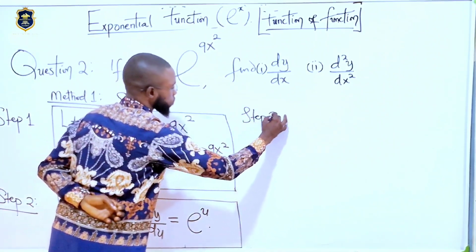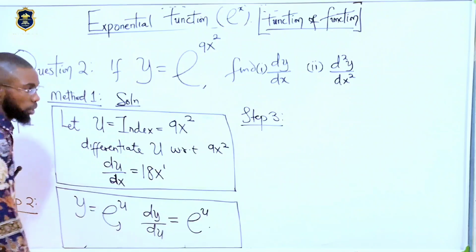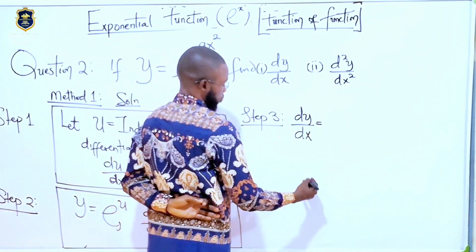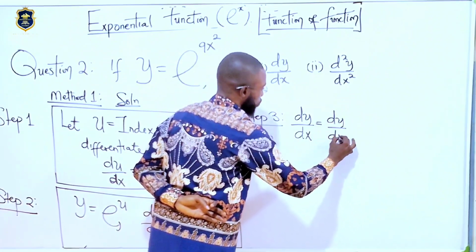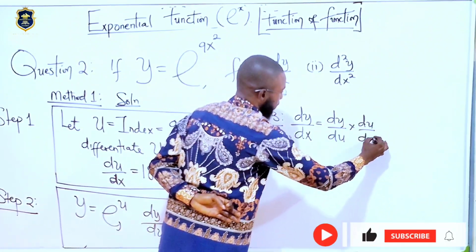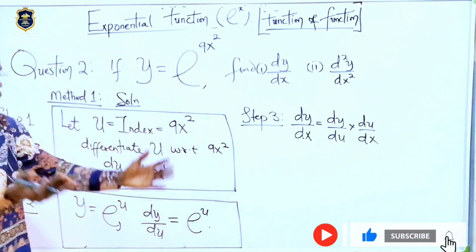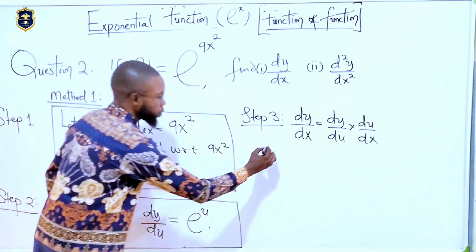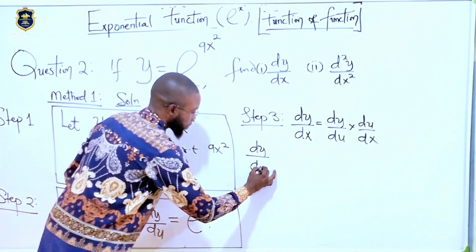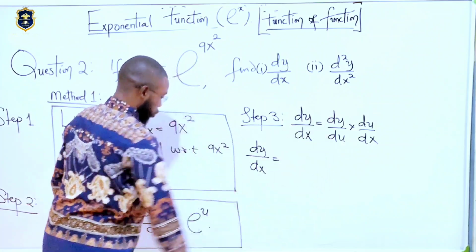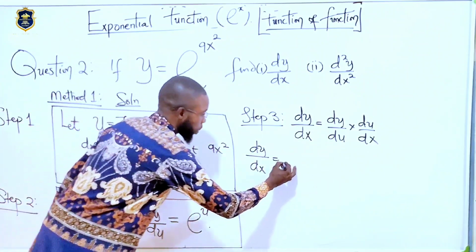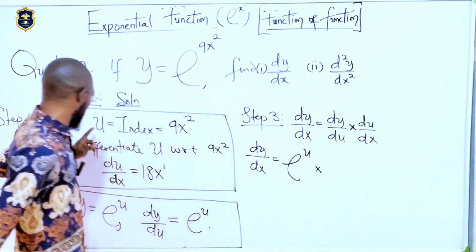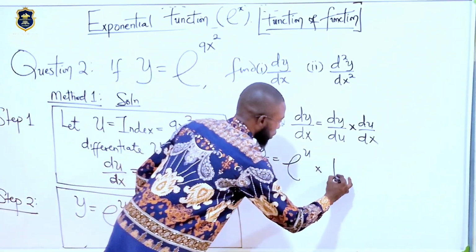Then we go to step 3. What's our step 3? We use the formula. The formula is dy over dx is equal to dy over du times du over dx. So we replace the values. Look at dy over du, it is e raised to the power u. Therefore dy over dx becomes e raised to the power u times du over dx, and du over dx is 18x.